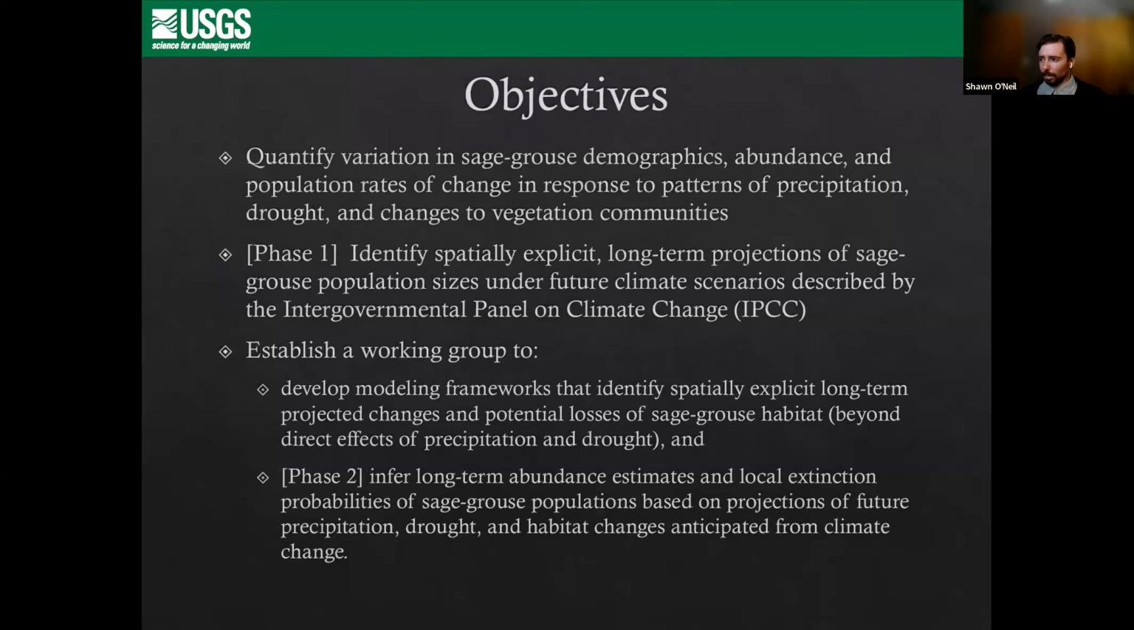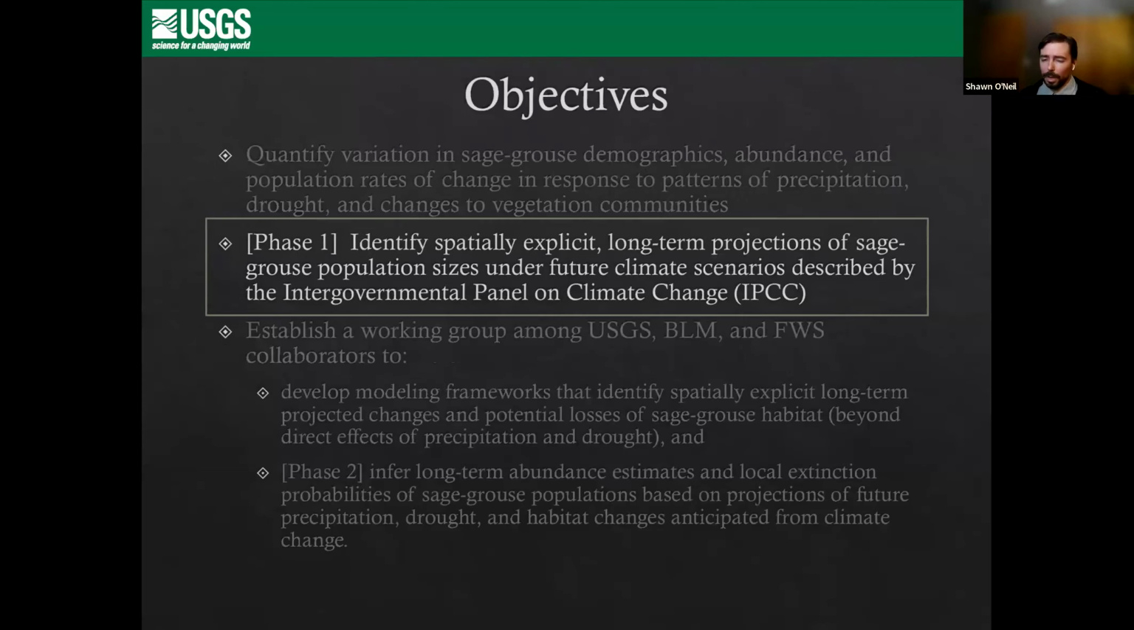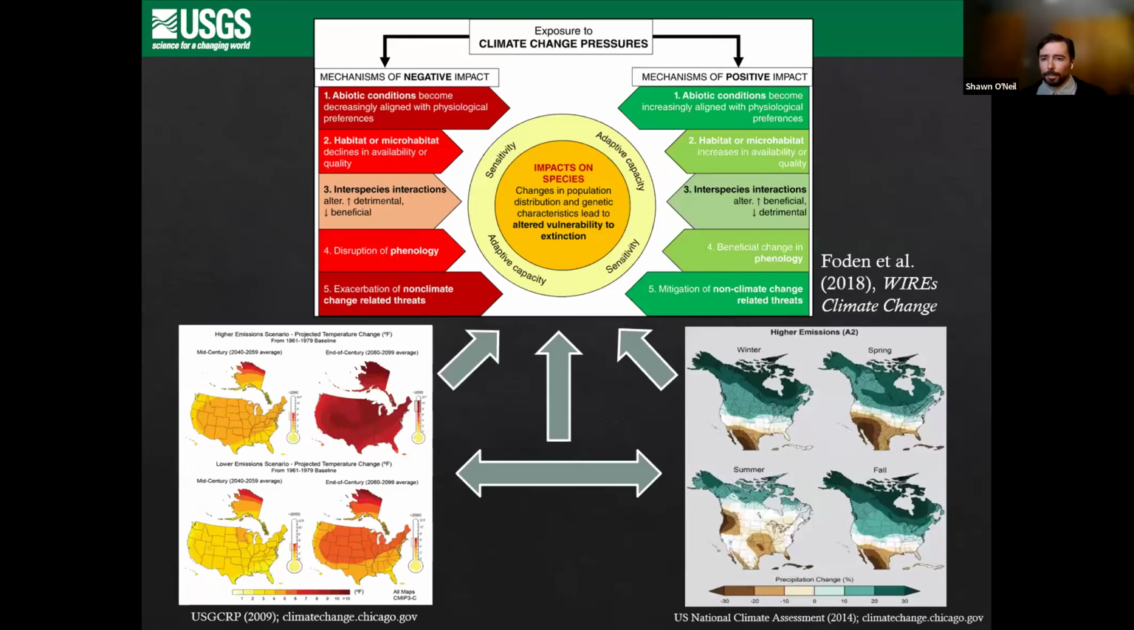And so phase 2 at the bottom is how we put together the information that we're getting out of phase 1 and couple that with projections of habitat change that might be anticipated from climate change. So to reiterate, phase 1 is more about the direct weather and climate effects on the bird. And phase 2 is bringing in how changes in habitat might interact with those direct changes, or basically have independent effects. I'm mainly going to be talking about the phase 1 objective, because that's where we currently have some results coming out.